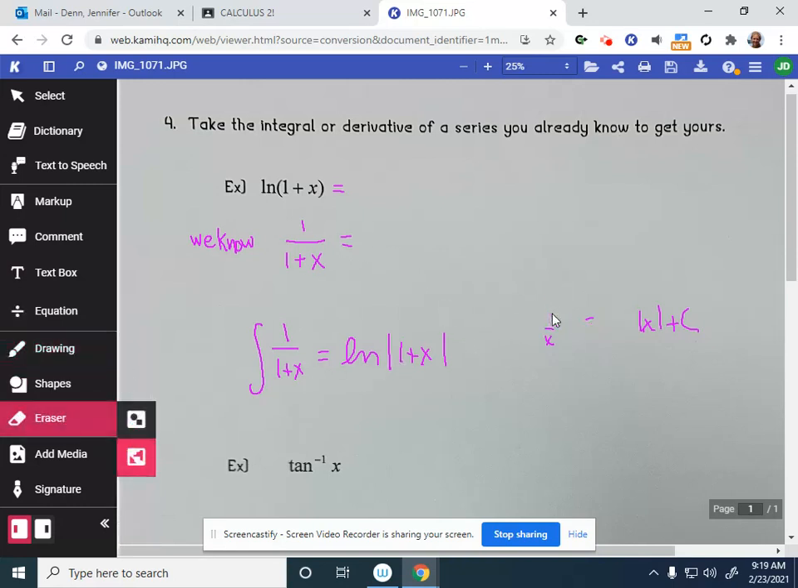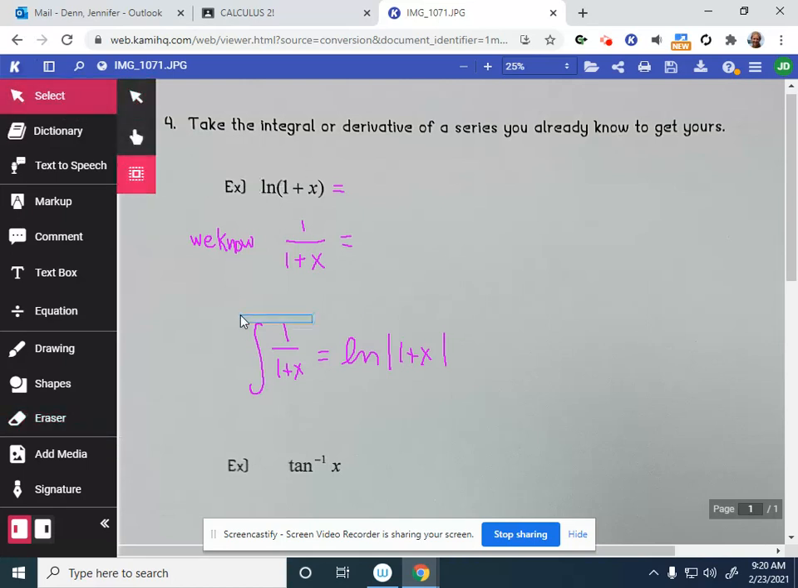Well, that means if I find the series for 1 over 1 plus x, I can integrate both sides of this equation and end up with the series for the natural log of 1 plus x. Yeah, it's crazy. So let me kind of explain more.